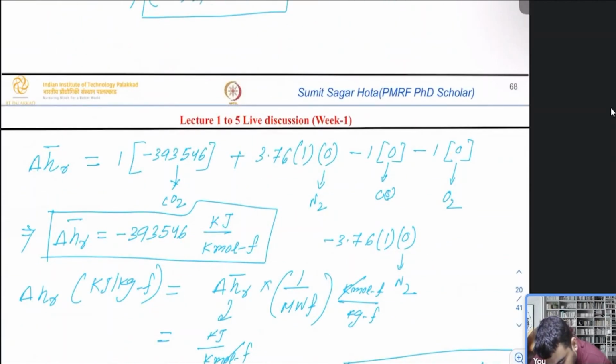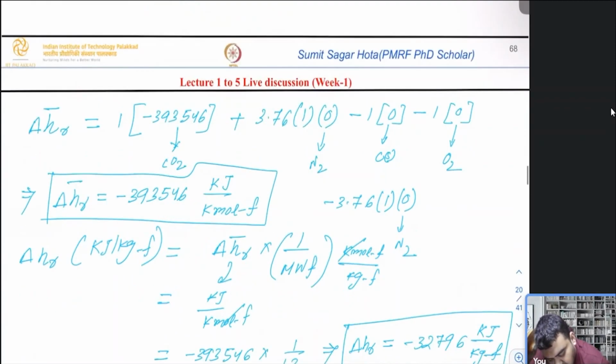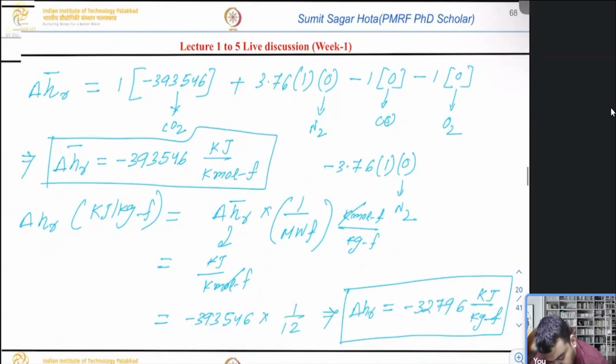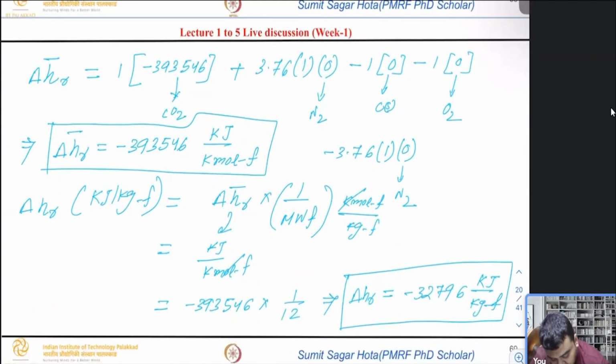Now when you substitute in delta H bar of R, the delta H of reaction, for N2, carbon and oxygen, the enthalpy value will be 0 because they occur naturally. Only for CO2 you have the value, that is minus 393,546, and because only one CO2 is there, we multiply by 1, and the value comes out to be minus 393,546 kilojoule per kilomole of fuel.